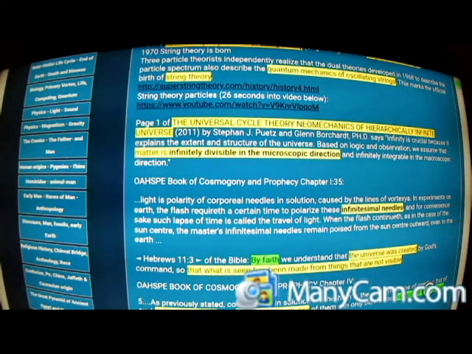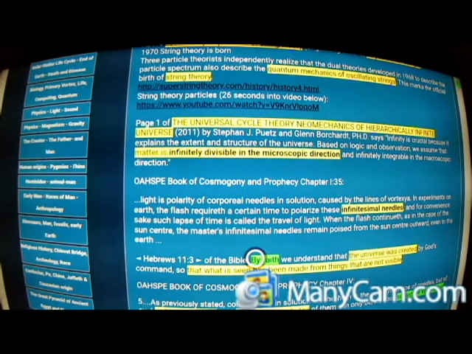This correlates with what is in the Bible, where it says, by faith we understand how the universe was created, that the universe was created by God's command, so that what is seen has been made from things that are not seen. Subjective knowledge by faith, meaning you can't see it, but you can understand it subjectively.